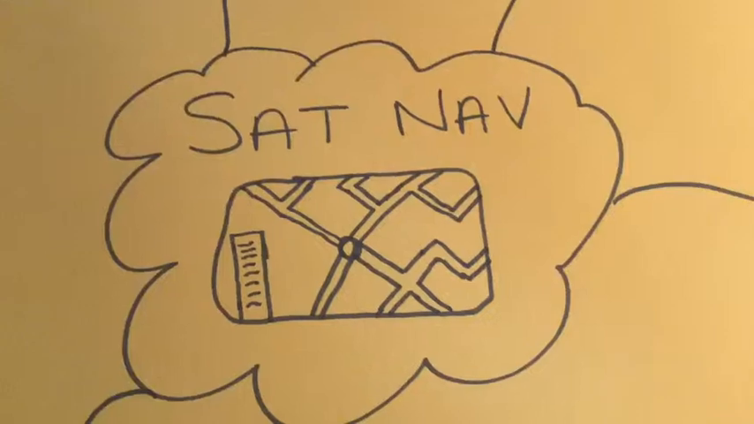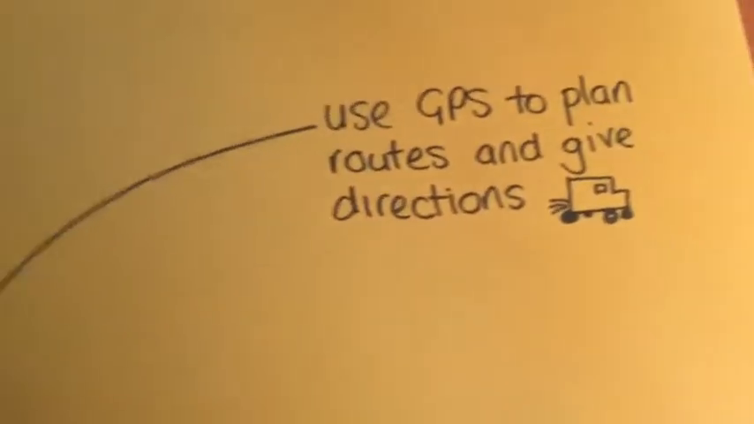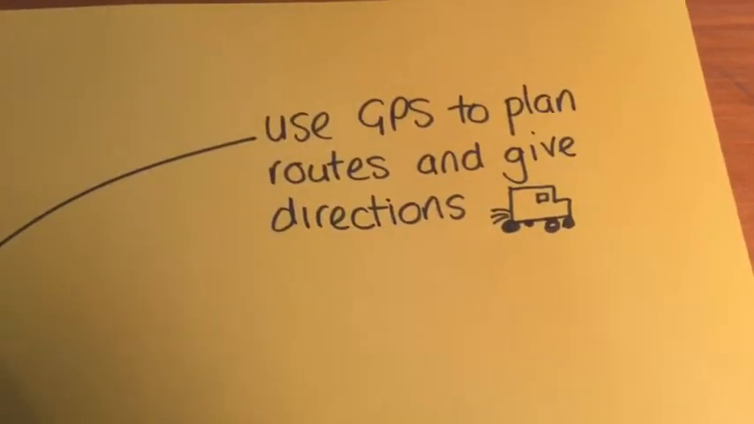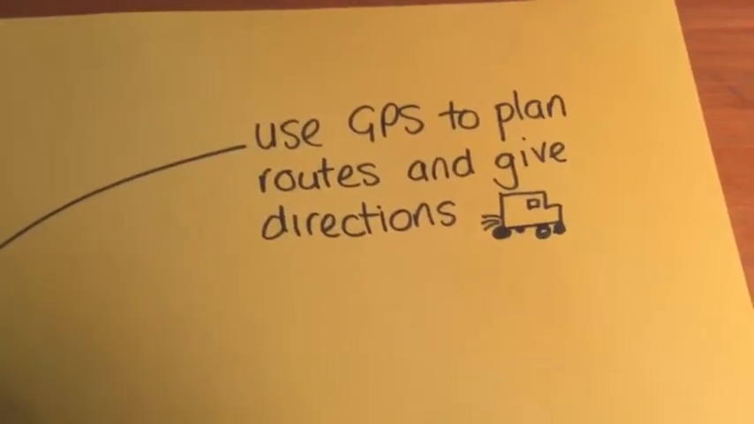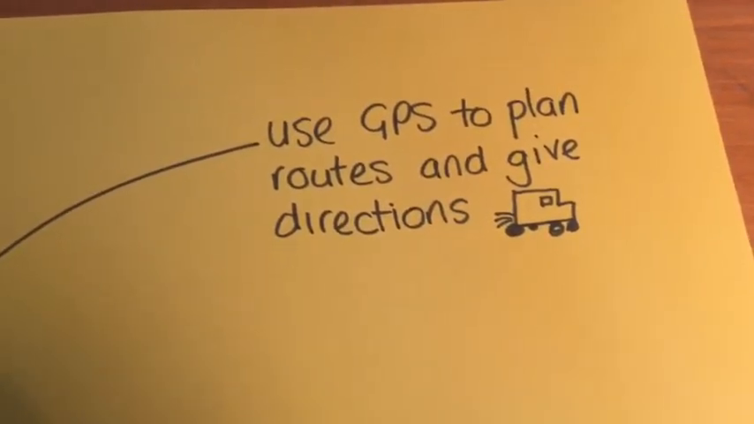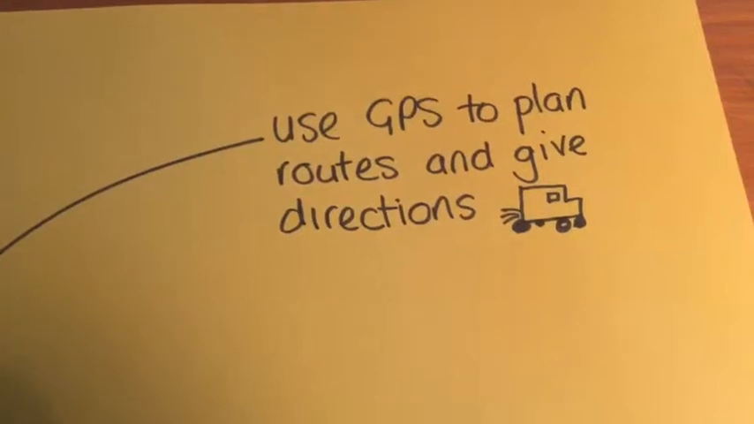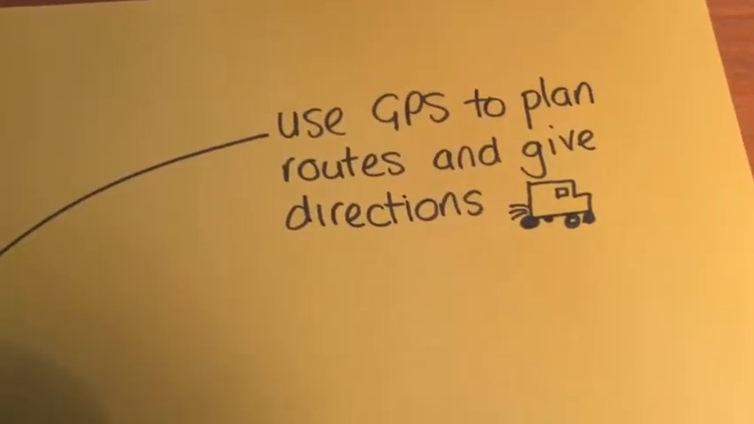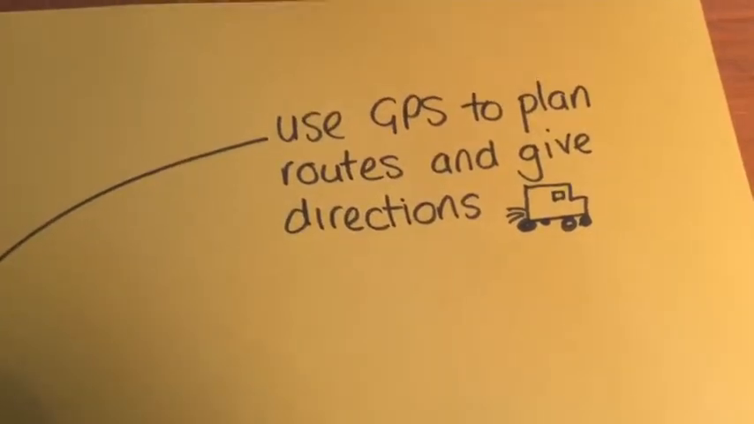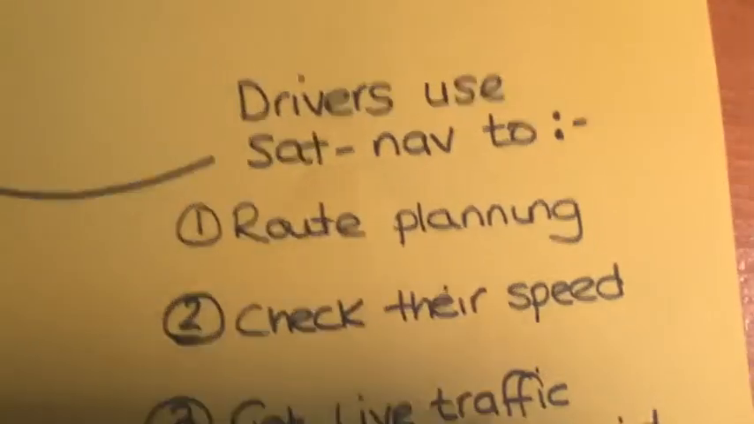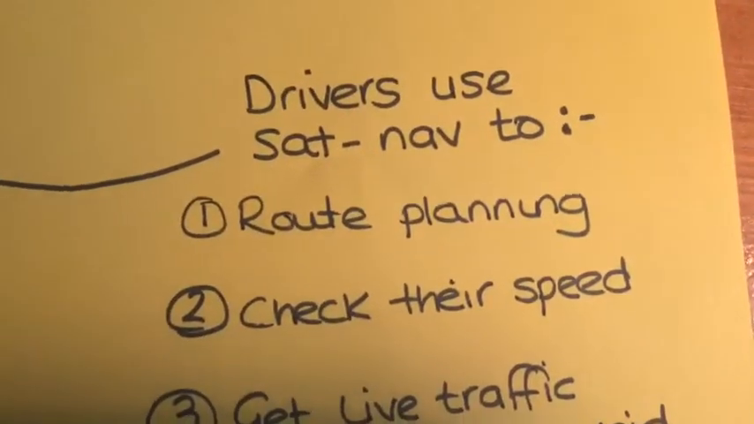Now moving on to look at SatNav. In this section you need to know that SatNav uses GPS to plan routes and give directions. GPS is global positioning system, and remember it's the sat-nav that gives the route and directions, but sat-nav uses GPS, so they are two different things. So why do drivers use sat-nav? The first one is to plan the route.